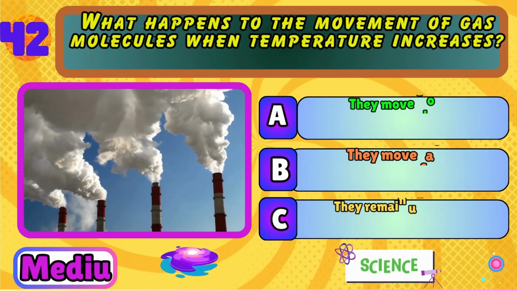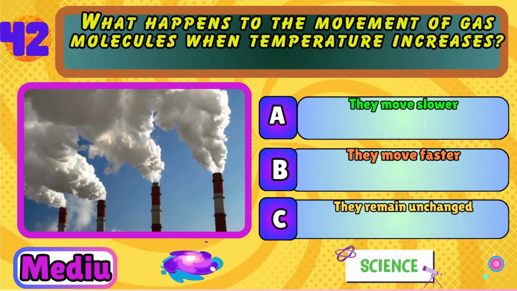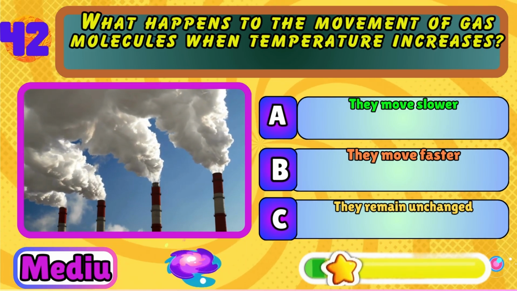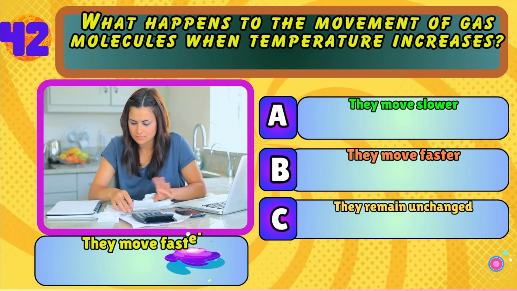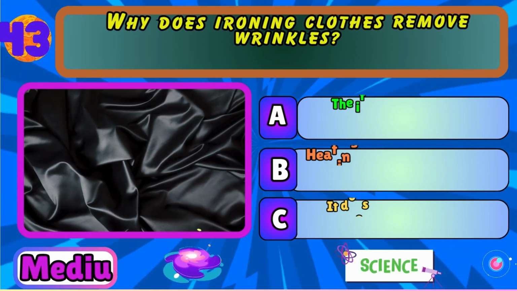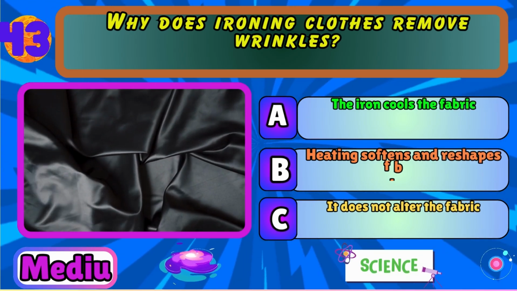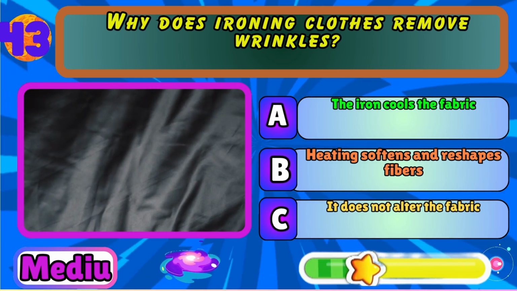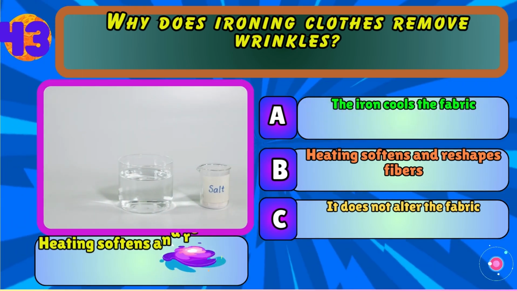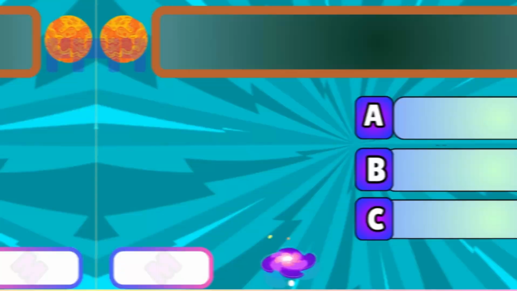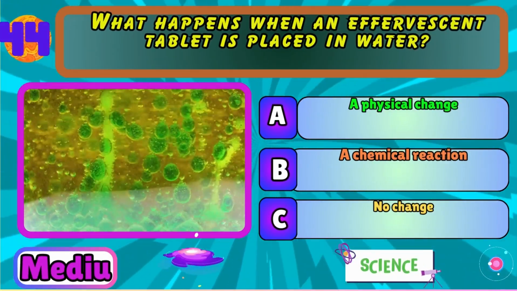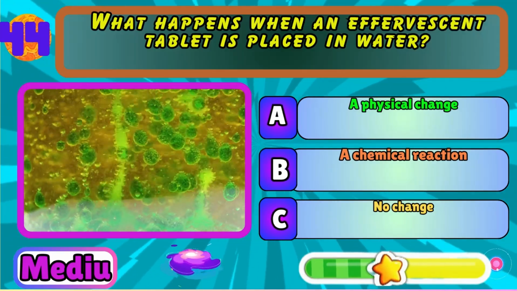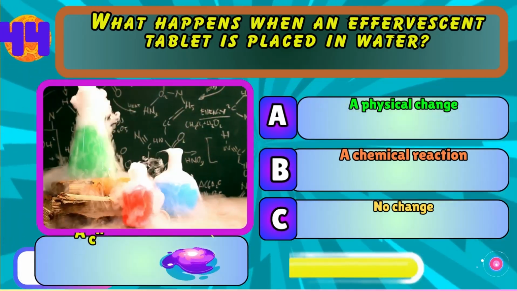What happens to the movement of gas molecules when temperature increases? They move slower, they move faster, or they remain unchanged? They move faster. Why does ironing clothes remove wrinkles? The iron cools the fabric, heating softens and reshapes fibers, or it does not alter the fabric. Heating softens and reshapes fibers. What happens when an effervescent tablet is placed in water? A physical change, a chemical reaction, or no change? A chemical reaction.